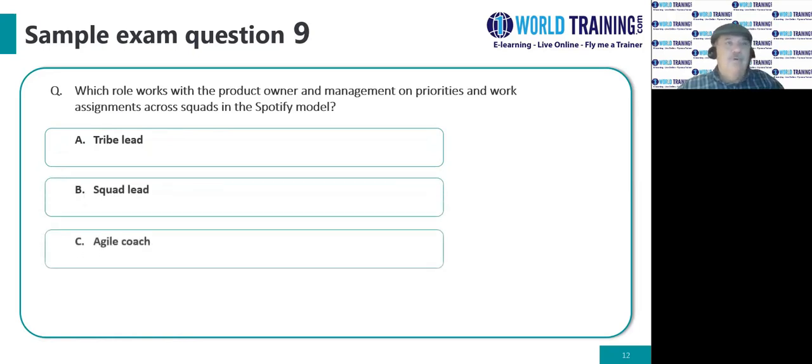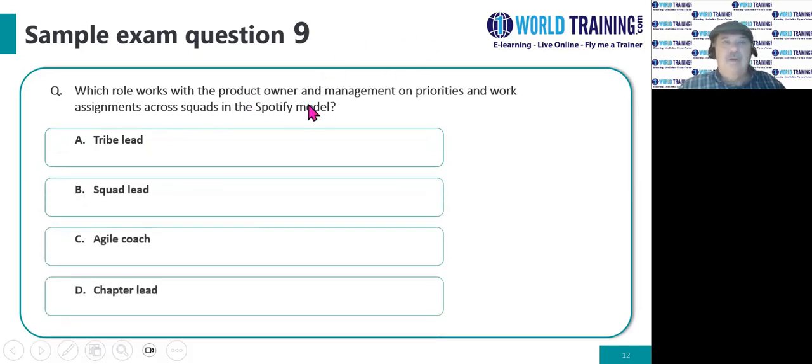All right, which role works with the product owner and management on priorities and work assignments across squads in the Spotify model? Okay, so we're talking about the Spotify model, and you have to just recall how that structure worked. As you may recall in that model, the tribe is a concept beyond a squad, but it has relevance across multiple squads. So tribe lead is definitely a candidate answer.